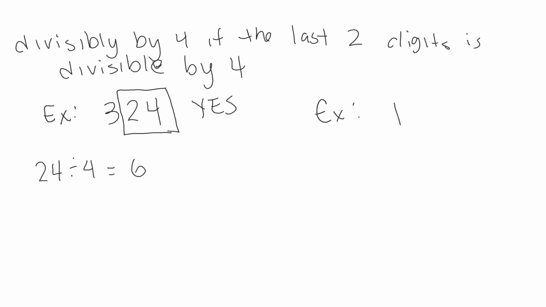Let's try another one. 1,235. All right. So we want to look at the last two digits and we ask ourselves, can I divide 35 by 4 and get a natural number? So that's like a nice, pretty whole number, no decimal. And the answer is no. 35 divided by 4 is not going to be a natural number. Instead, you would get 8.75. Okay, so in this case, we would say 324 is divisible by 4. 1,235 is not divisible by 4.